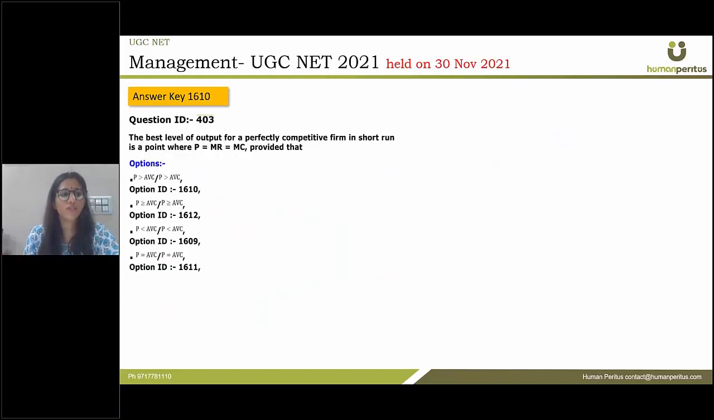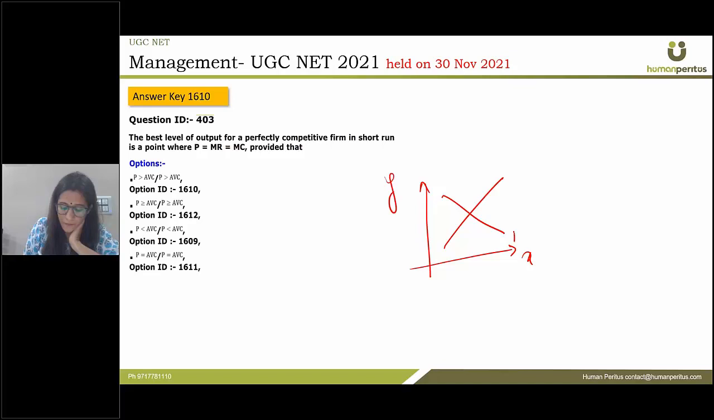So the question is, the best level of output for a perfectly competitive firm in short run is a point where the price is equal to the marginal revenue, which is equal to the marginal cost, provided that. So basically the goal of every firm is to maximize its profit, and for that the firm tries to attain an equilibrium price level in the market. Equilibrium price level is what? Where the quantity demanded of a product is equal to the quantity supplied. This is the equilibrium point. At this point of level, when the firm sets its prices, it yields the maximum profits basically.